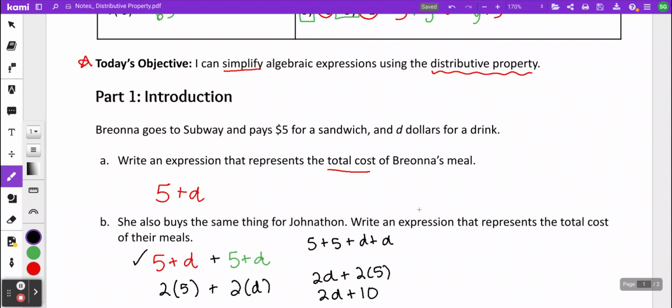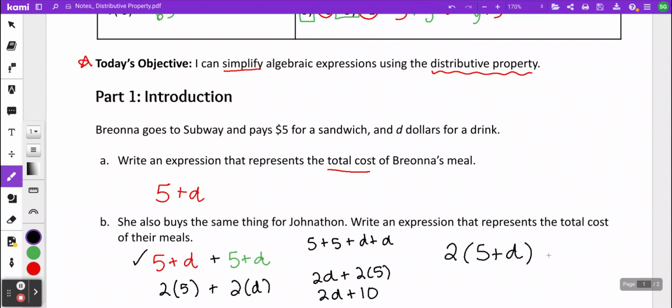There are so many different ways to write this. That's really cool. The one I like to see that helps us get ready for what we're doing today is this idea of, well, one meal costs 5 plus D. That's the sandwich and the drink. And she's not buying one meal. This altogether is one meal. She's buying 2 meals. This right here, and using multiplication to represent the cost of those 2 meals, is another way you could write this expression.